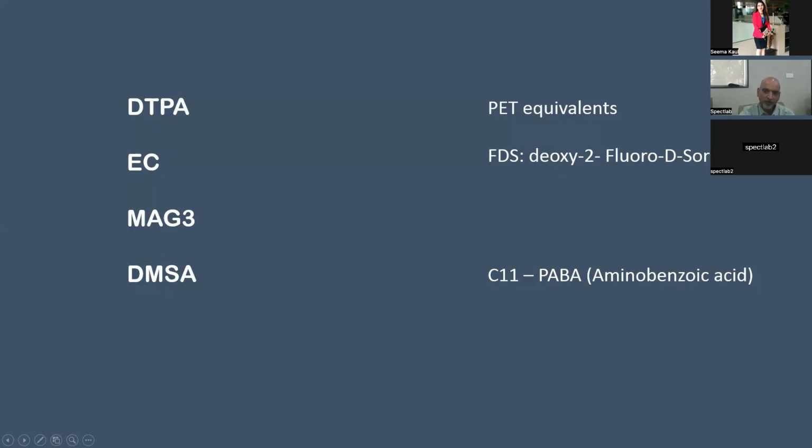Deoxyfluorosorbitol has been tried experimentally. If this becomes available, which is currently not the case, it has the potential of replacing DTPA or ACE scan. Similarly, para-aminobenzoic acid labeled with carbon 11, PABA, can replace DMSA. The problem is carbon 11 has a very short half-life and requires an on-site cyclotron. So that's a limitation. Of course, it can be transported over a distance of 4 to 5 hours.